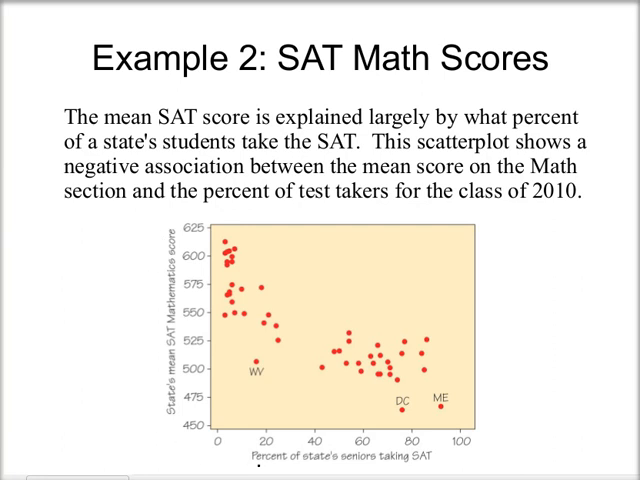And we have the percent of seniors who took the test as the explanatory variable and the mean score as the response variable. So this shows a negative association between the mean score on the math section and the percent of test takers for the class of 2010. We can see that the points go down as we go to the right here. So that's a negative association.